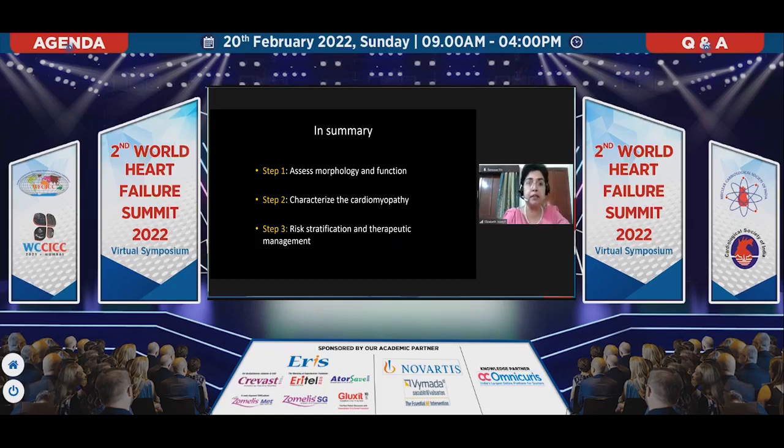So in summary, all these steps can be fulfilled in cardiac MR. That is morphology, function, characterizing the type of cardiomyopathy, risk stratification, as well as management in the patient.